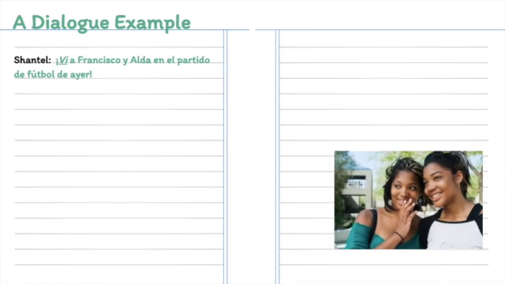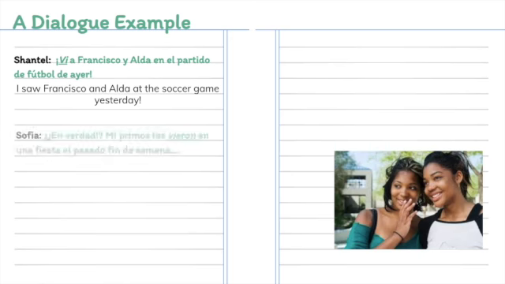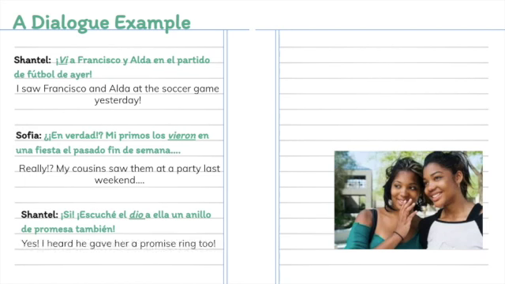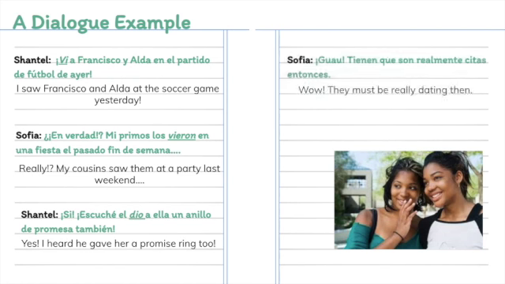So let's go to our sample, which is a dialogue between Chantal and Sofia. Vi a Francisco y Elda en el partido de fútbol ayer, which means I saw Francisco and Elda at the soccer game yesterday. Es verdad, mis primos los vieron en una fiesta el pasado fin de semana. Really? My cousins saw them at a party last weekend. Chantal, sí, escuché que él le dio un anillo de promesa también. Yes, I heard he gave her a promise ring too. Wow, tienen que ser realmente novios entonces. Wow, they must be really dating then.